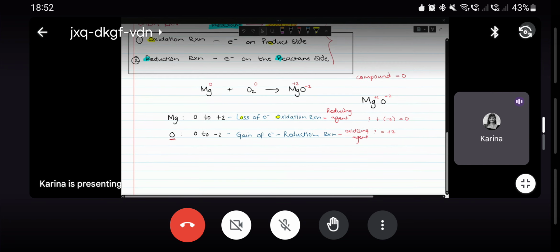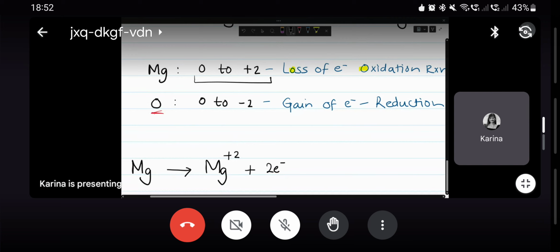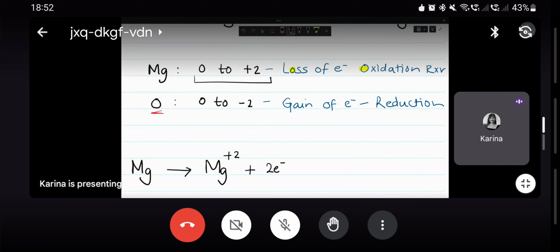So what we would say is magnesium is becoming magnesium +2, and how many electrons did it lose? It lost 2 electrons. So how did we get 2 electrons? This came from the number, right? We went from 0 to +2. This must mean it lost 2 electrons.